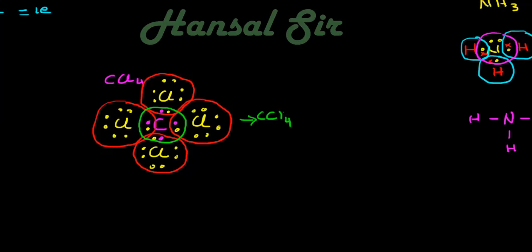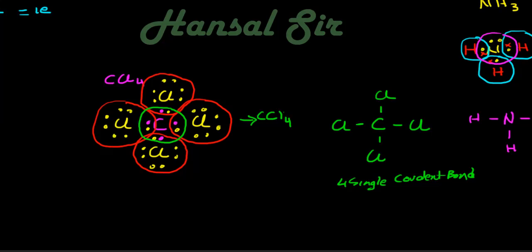We call it CCl4. We can draw it in this manner over here: 1 carbon, 1 chlorine, 1 chlorine, 1 chlorine, 1 chlorine. Now remember, this is not a tetra-covalent bond. This is 4 single covalent bonds.